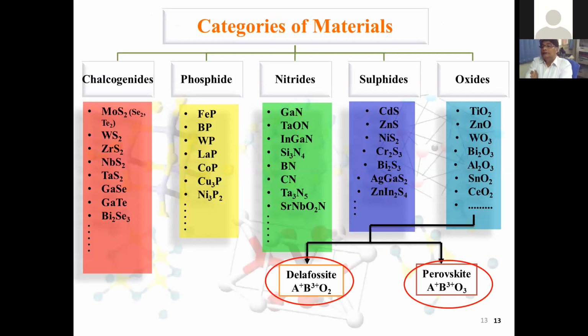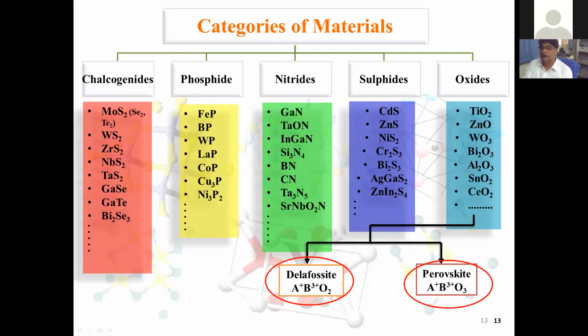So therefore the categories of material, right? And as I said, after the discovery of graphene, lots of two-dimensional materials have been proposed, predicted, and are being predicted every day. People try different combinations, and finally they do their study starting from the electronic band structure to some application. So let us consider what materials can be categorized: chalcogenides, phosphides, nitrides, sulfides, and oxides.